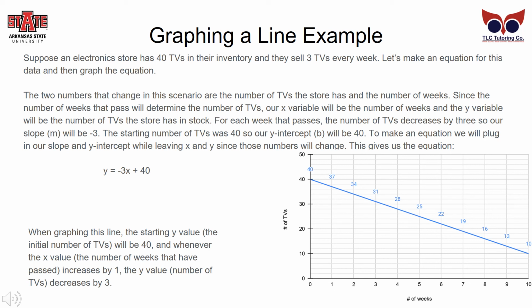When graphing this line, the starting y value, the initial number of TVs, will be 40, and whenever the x value, the number of weeks that have passed, increases by 1, the y value, the number of TVs, decreases by 3.